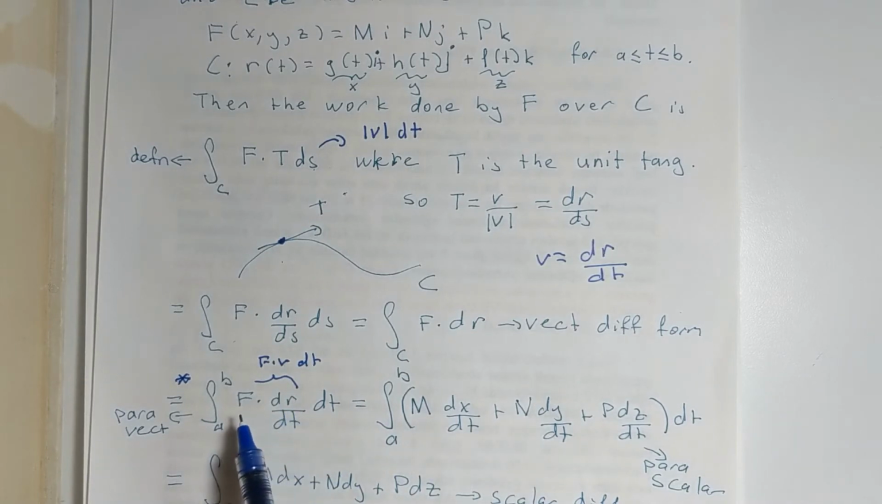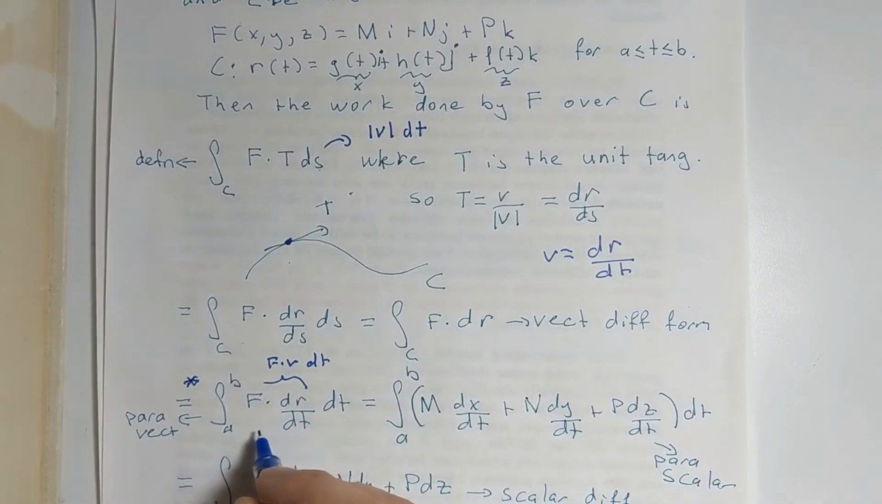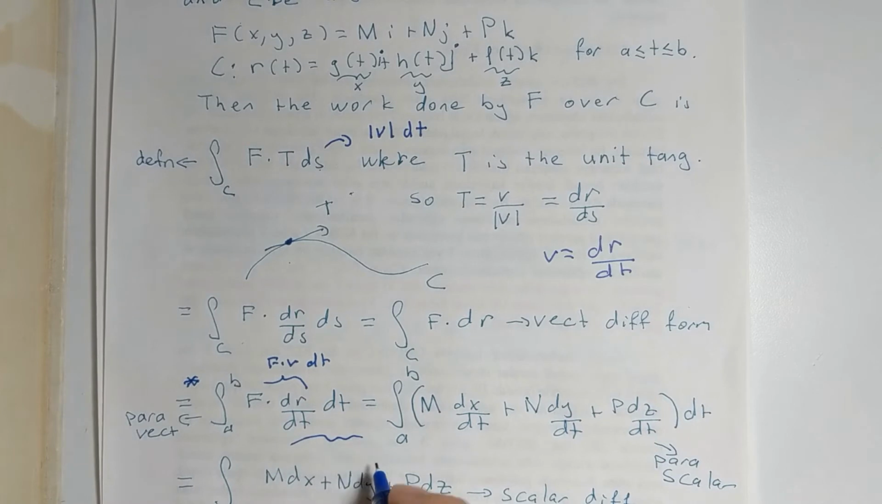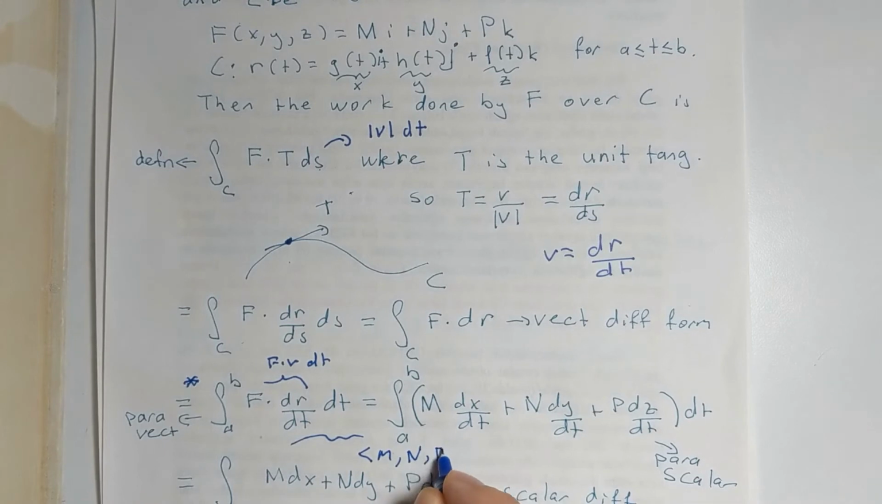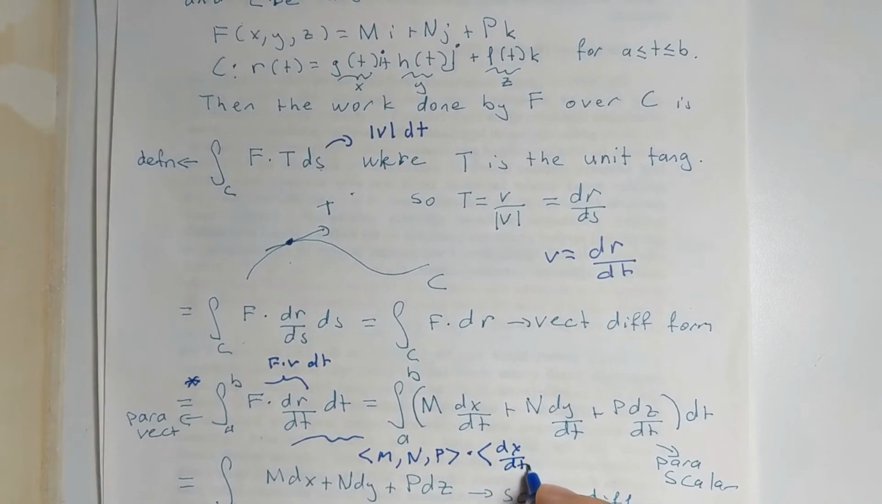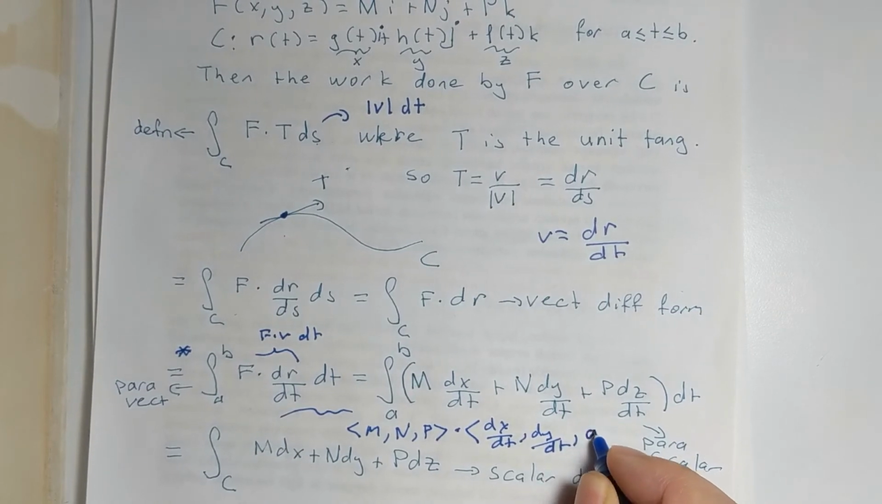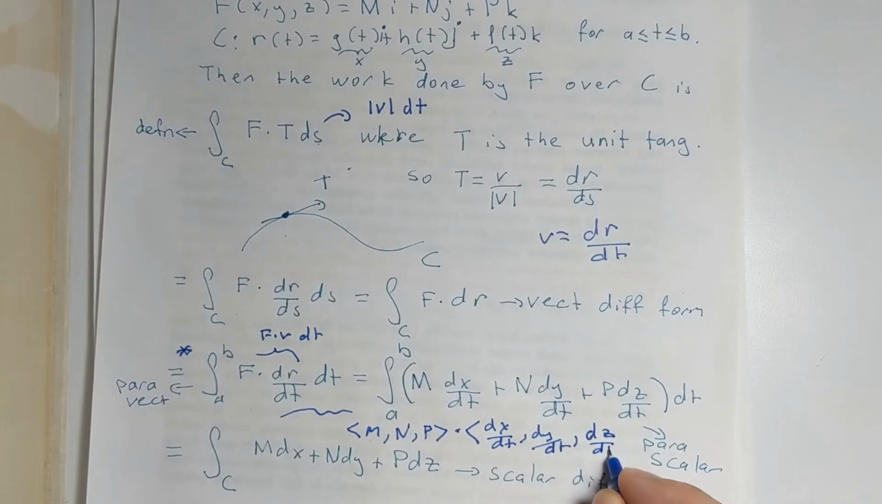When I do the dot product, this is going to be m times dx/dt, plus n times dy/dt, and p times dz/dt. Because remember, F is this guy, so we can open this up like this: F is M, N, P as a vector, dot producted with dx/dt, dy/dt, and dz/dt. That's the dr/dt, this whole vector. So we get exactly what we have above.